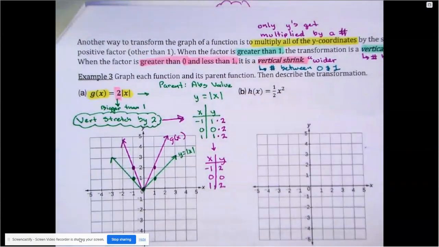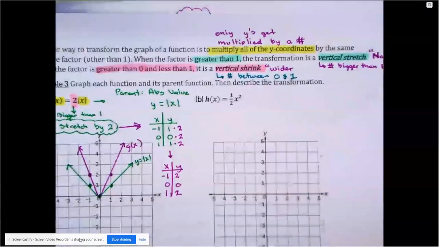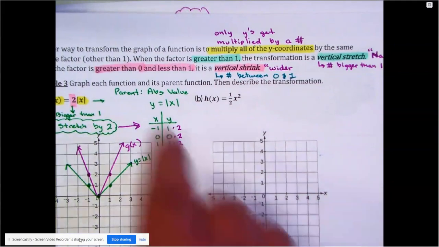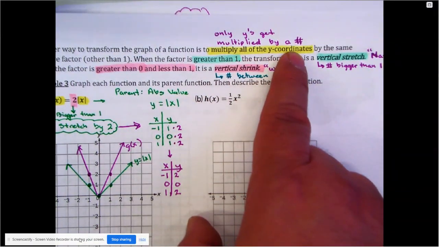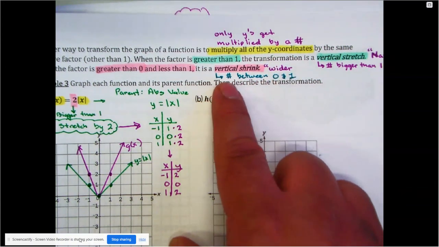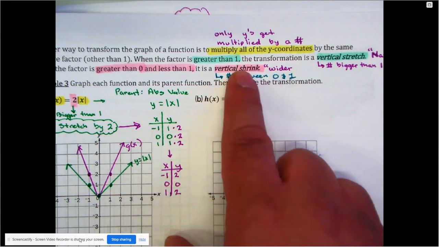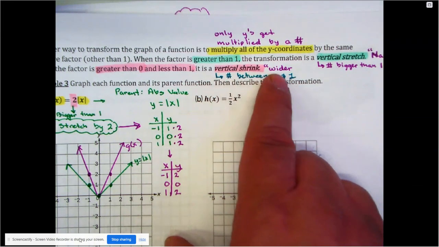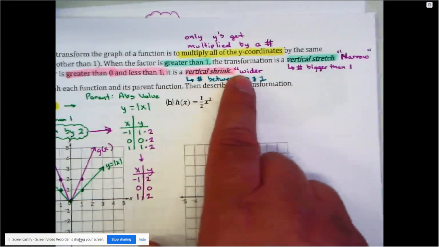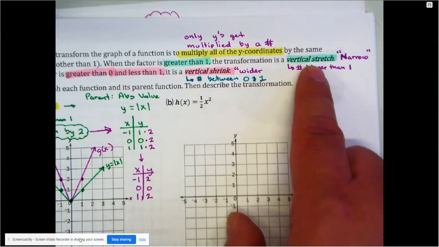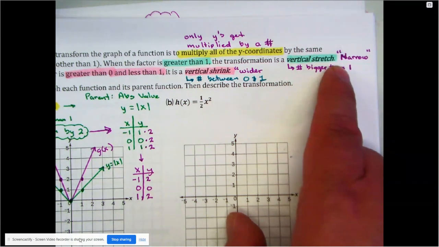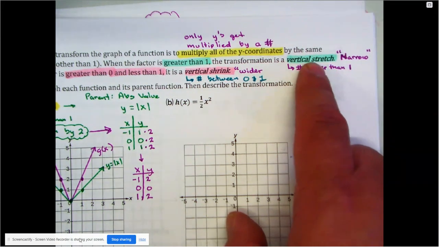What we were talking about was this concept of a vertical stretch and a vertical shrink. I'm only going to multiply the letter y, all my y coordinates, by whatever factor they give me. If that number is between 0 and 1, then I'm going to have a vertical shrink where the graph is going to get wider. And if I have a number that is bigger than 1, then we're going to create a vertical stretch, which means it's going to get a little more narrow, or as some people say, the function gets a little skinnier.